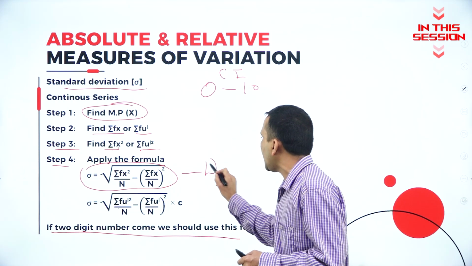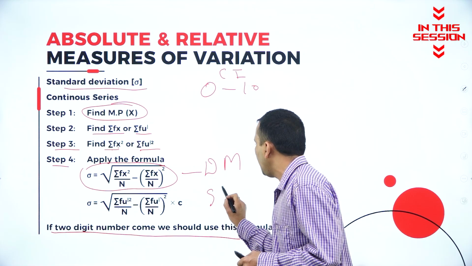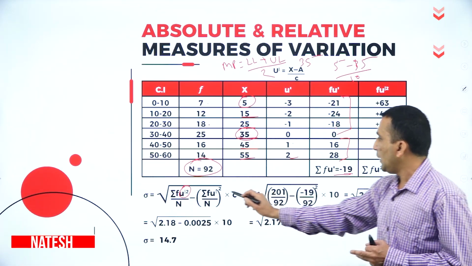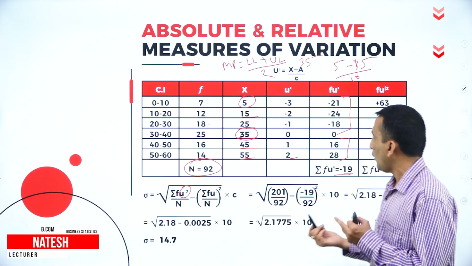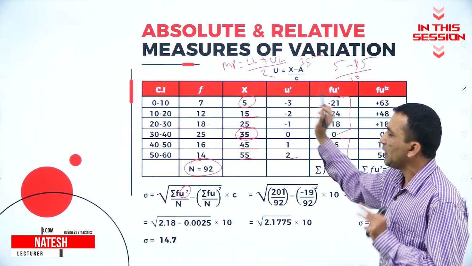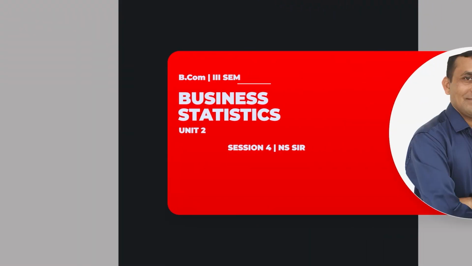Either you are doing a direct method or step deviation method or assumed mean method, according to the formula, we need to get fu dash square. How are we getting it? We already got fu dash, so just multiply with the respective u dash.